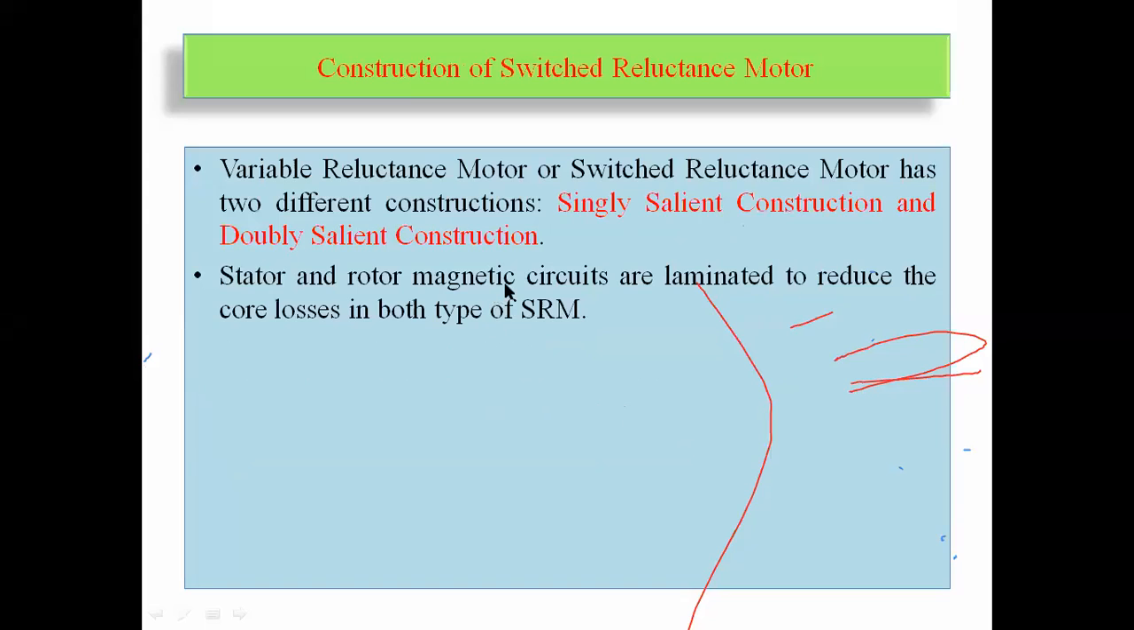Now we will see the construction of switched reluctance motors. The variable reluctance motor or switched reluctance motor has two different constructions. Firstly we call it singly salient construction, and the second one doubly salient construction. Now the stator and rotor magnetic circuits are laminated to reduce core losses.